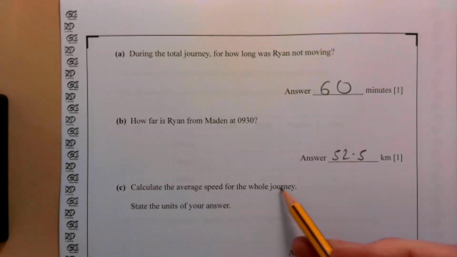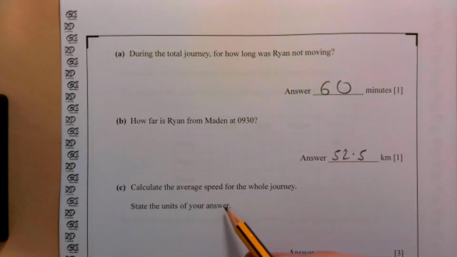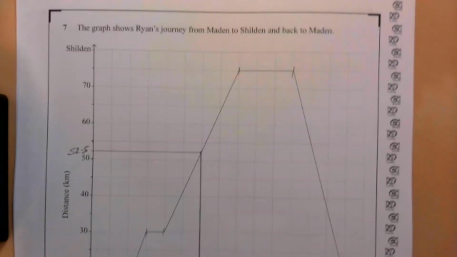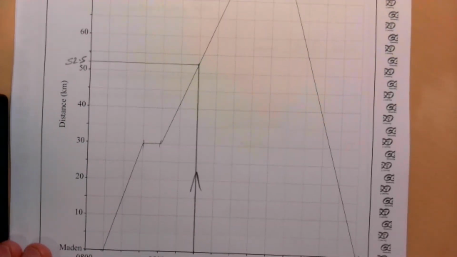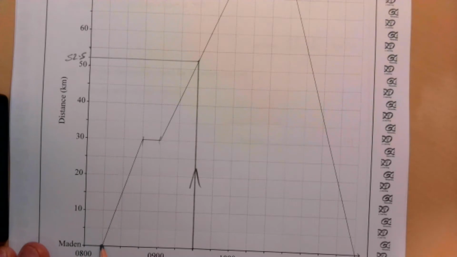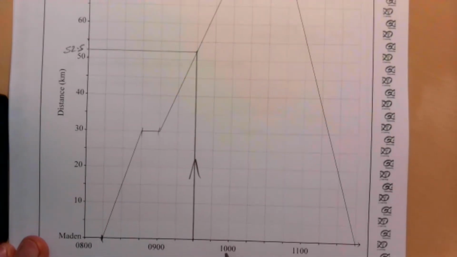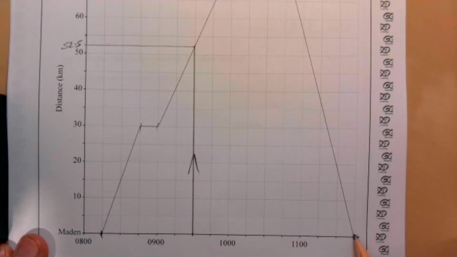Calculate the average speed for the whole journey. State the units of your answer. So he travelled from here to here, which is 75 kilometers and then 75 back. So that means he travelled 150 kilometers. We have that. The time that he took, he started at 8:15 and he finished at 11:45. So that's a total of 3.5 hours.